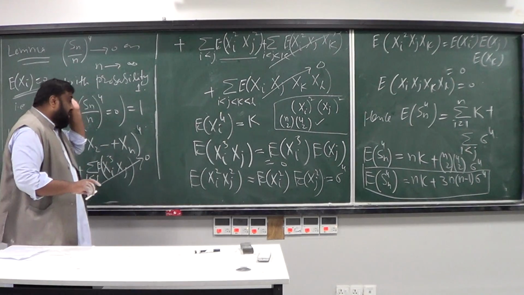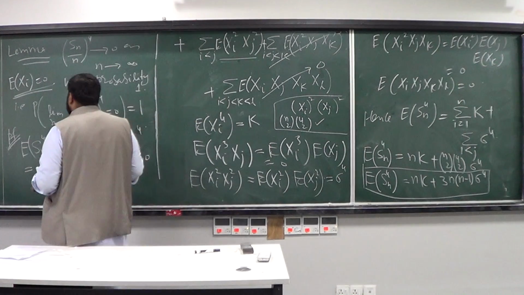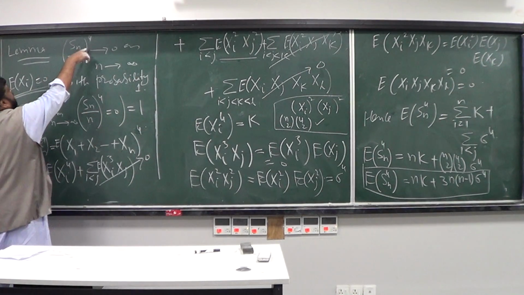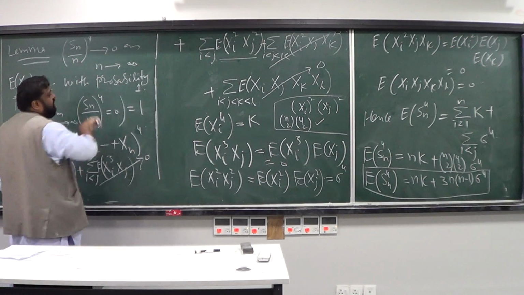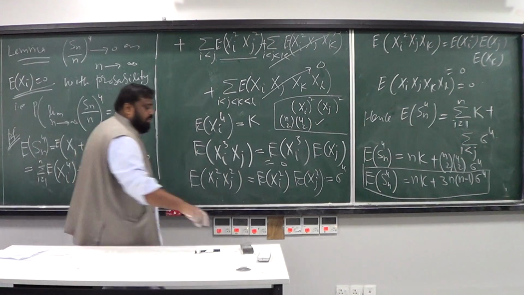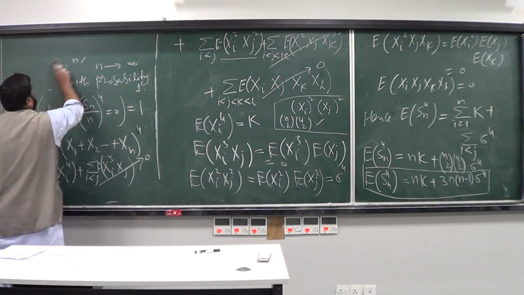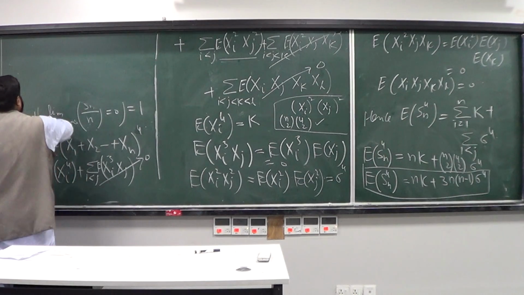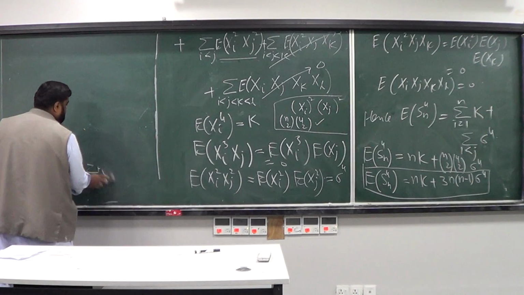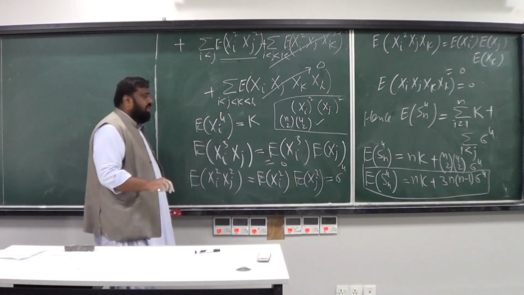And don't forget what our task was. Our task is to show that Sn to the power 4 over n to the power 4 goes to 0 as n goes to infinity. This is what I would like to show. And I'm going to use a previous lemma to show this, one of the lemmas that we proved in our previous lectures. I'll write it in a moment.